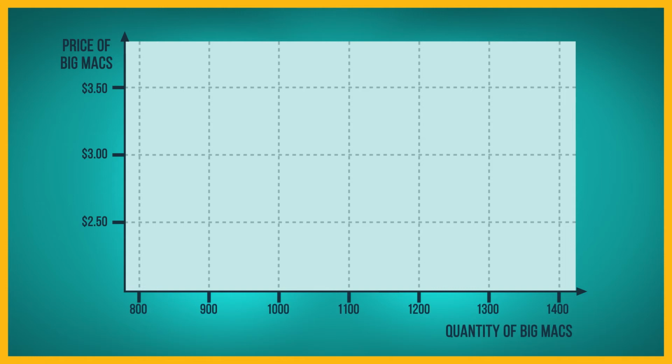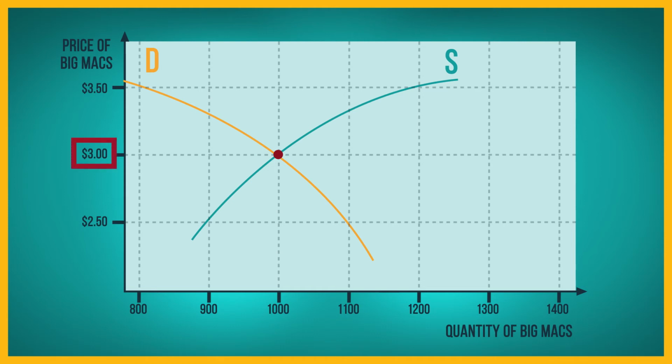We sketch a graph with the price of Big Macs on the vertical axis and the quantity of Big Macs on the horizontal axis. Step 2. We draw supply and demand for Big Macs before the price of Whoppers increases. Step 3. We use the intersection of supply and demand curves to identify the equilibrium price and quantity before the price of Whoppers increases. Our graph showed that the equilibrium price of Big Macs is $3 and the equilibrium quantity is 1,000. These are the initial values for price and quantity.